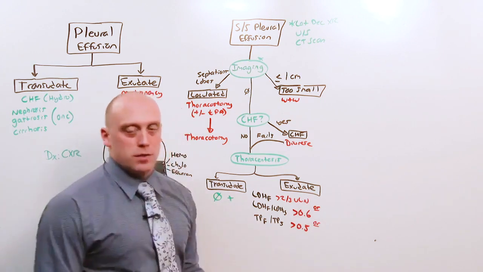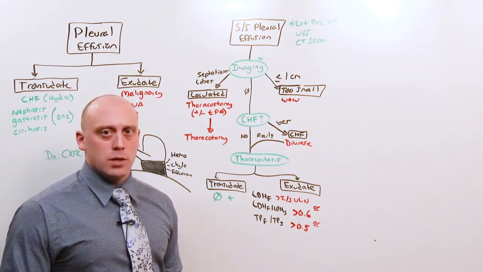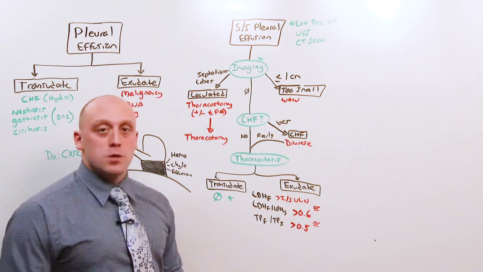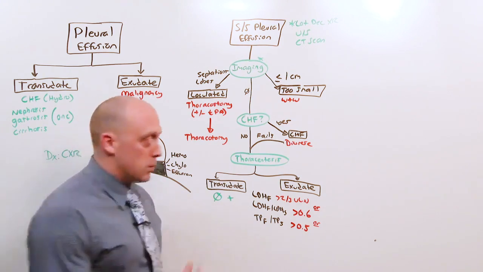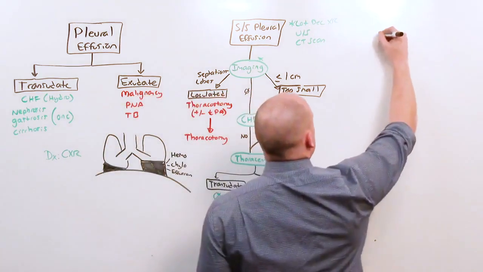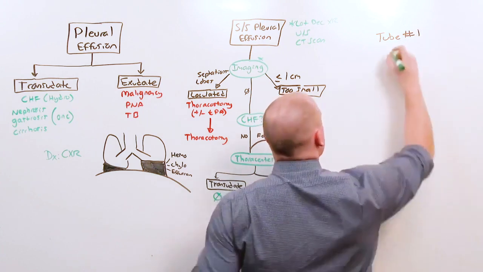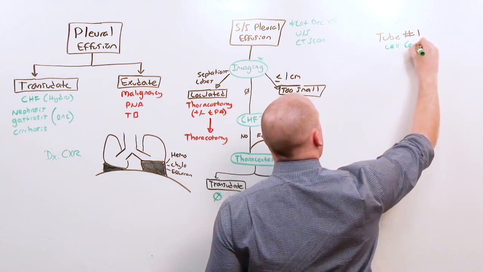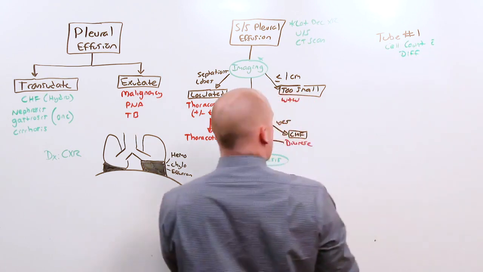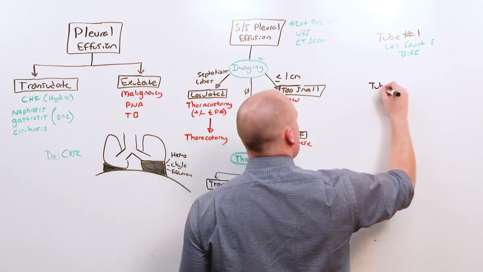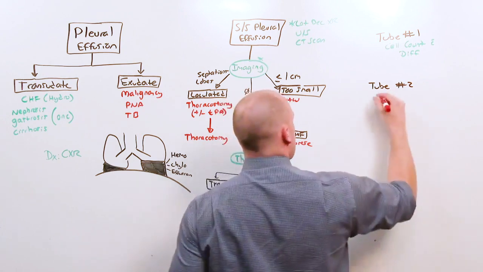But you're going to do more than just figure out if this is a transudate or an exudate. Right? You put a needle into someone's chest, you really want to know what the hell's going on in there. So what you're going to do, and this is more for life than it is for the actual test, is send for studies. And you're going to send 4 tubes. Tube number 1 is the cell count with diff. Tube number 2, cytology.